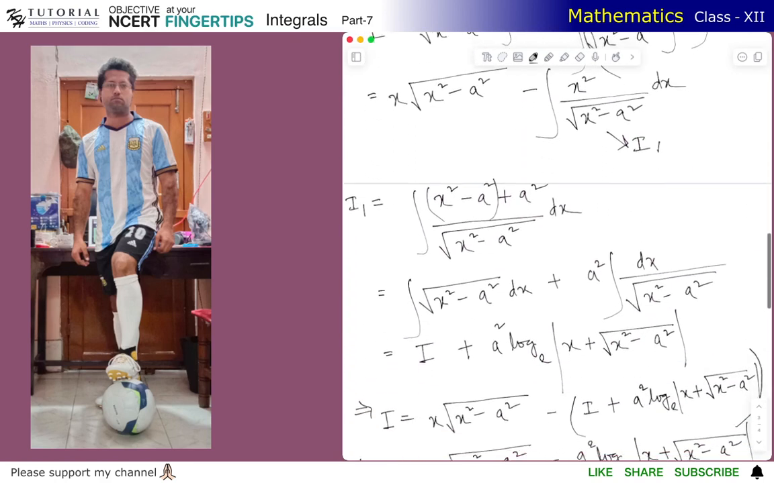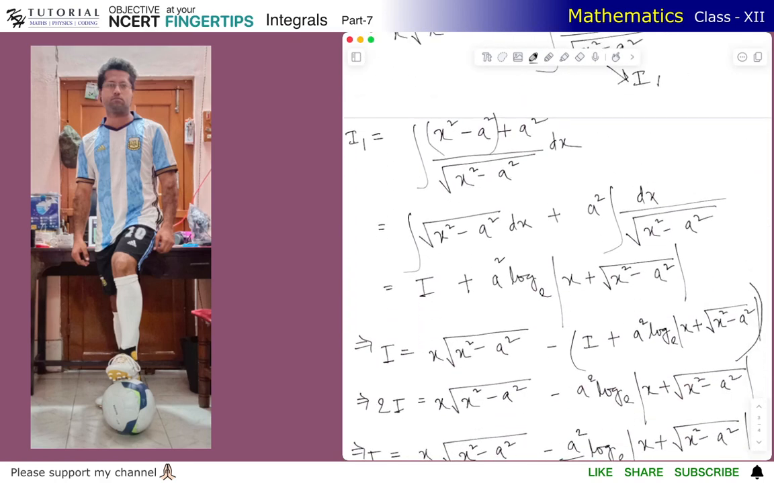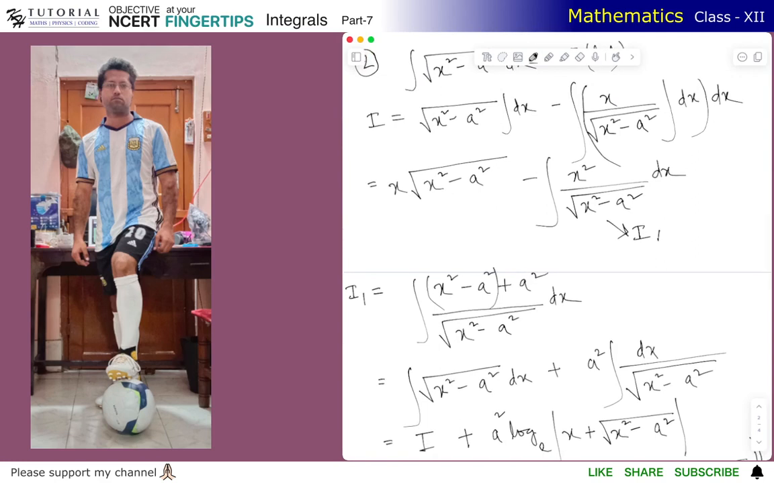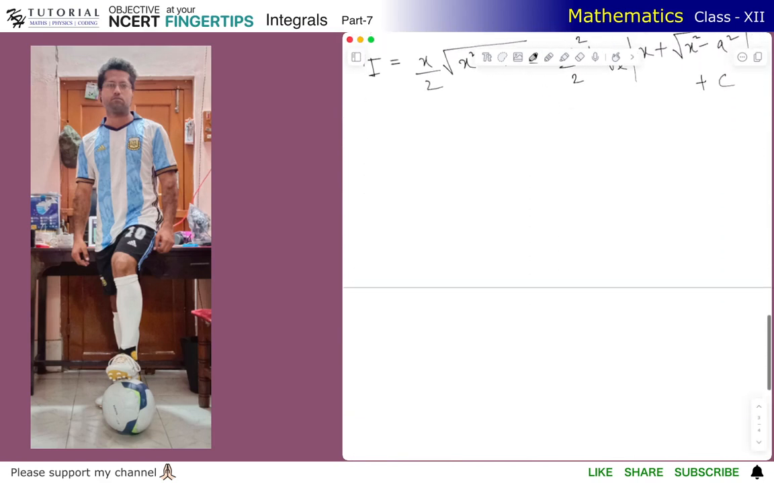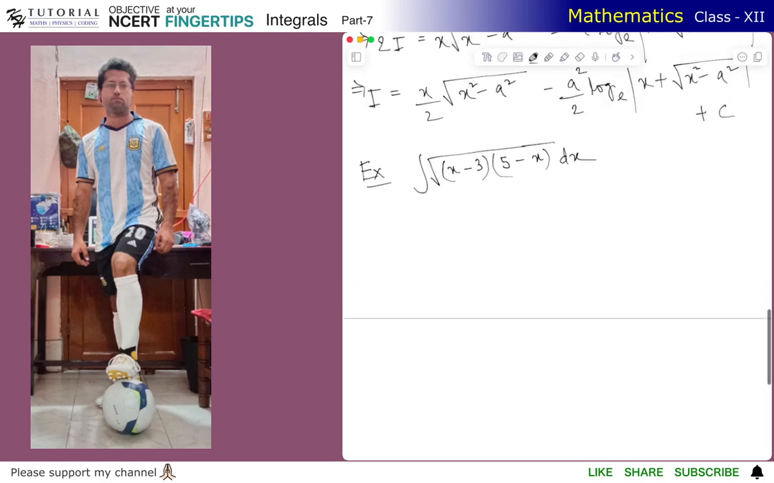Now please note that in the actual problem you may not get an expression of the form x square minus a square. It could be something like x plus or minus alpha, square, minus a square. So to understand that, let's quickly solve a problem. Let's say we solve this problem, with x minus 3 and 5 minus this.